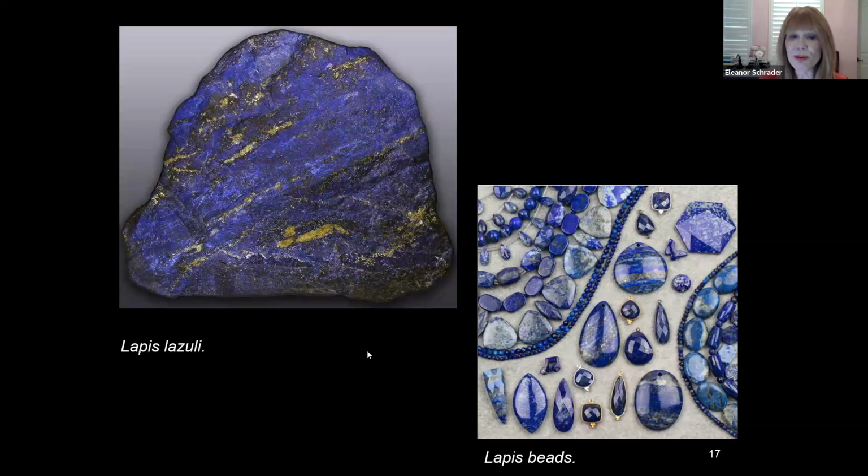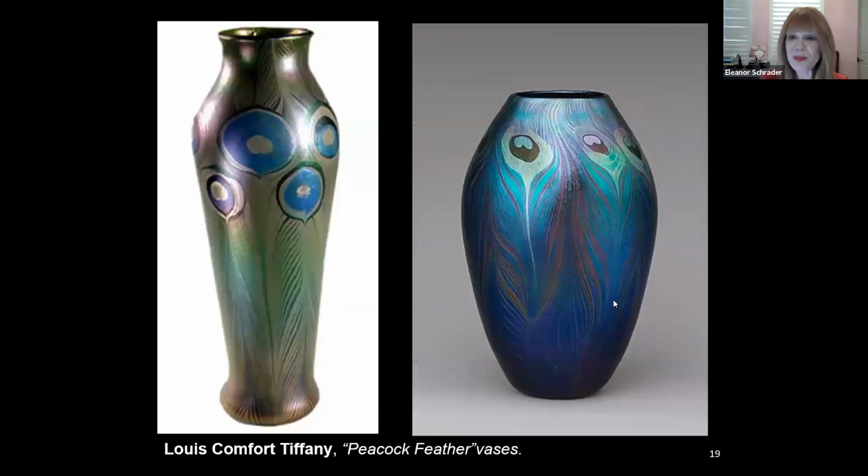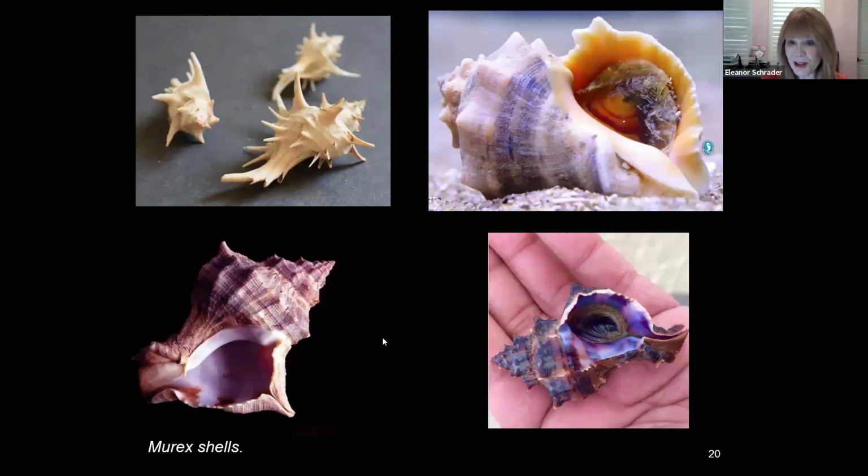Even in the beautiful blues of lapis lazuli, we see that in ancient works. And then in more modern works, even in the peacock vases of Louis Comfort Tiffany. So not just paintings, but many decorative objects as well.